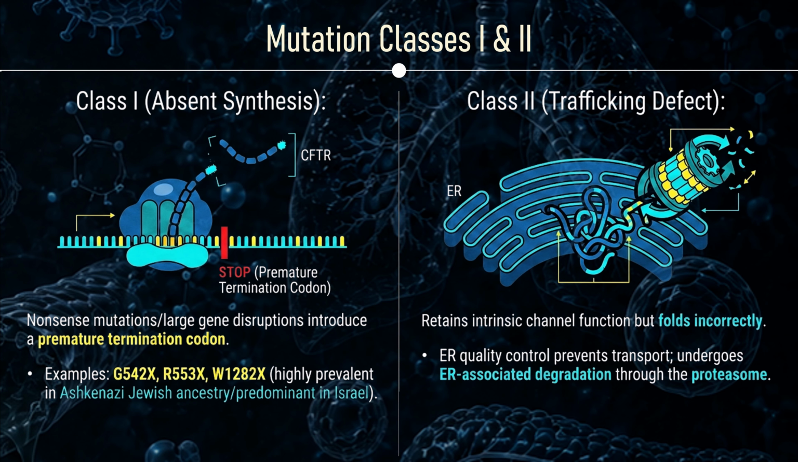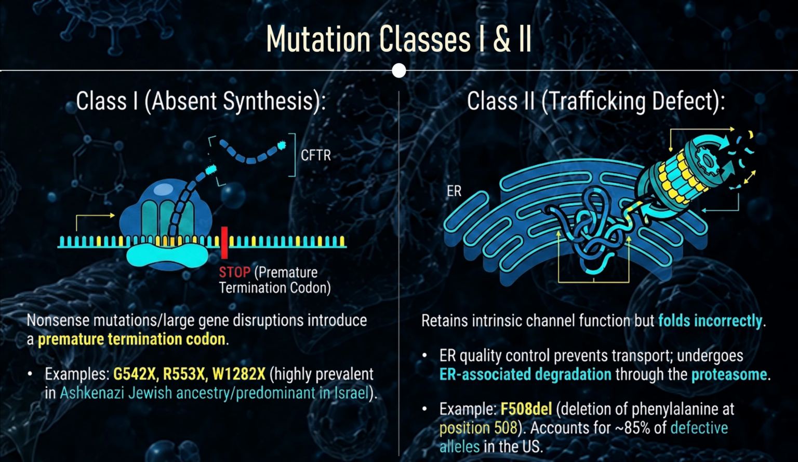Class 2 mutations produce a protein that retains some intrinsic channel function but folds incorrectly during synthesis. Cellular quality control mechanisms recognize the abnormal protein within the endoplasmic reticulum and prevent its transport to the plasma membrane. Instead, the protein undergoes endoplasmic reticulum-associated degradation through the proteasome. The classic example is the F508del mutation, representing deletion of phenylalanine at amino acid position 508. This single mutation accounts for approximately 85% of defective CFTR alleles in the United States and is by far the most common disease-causing variant.